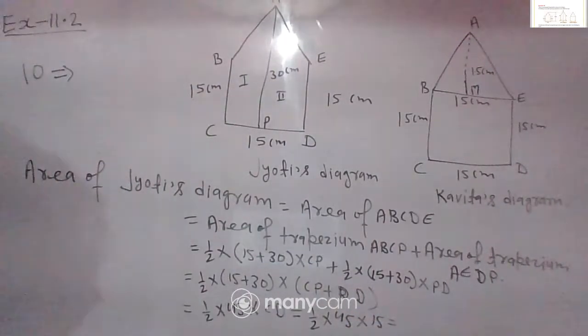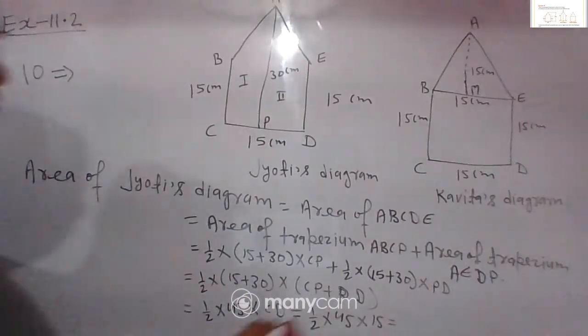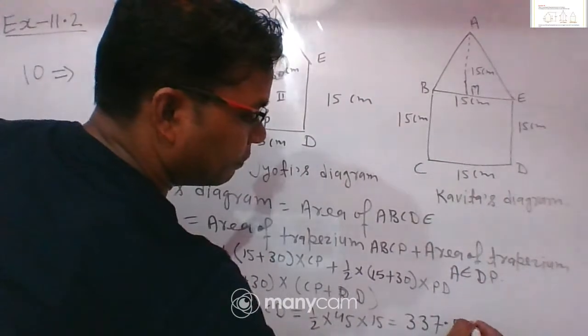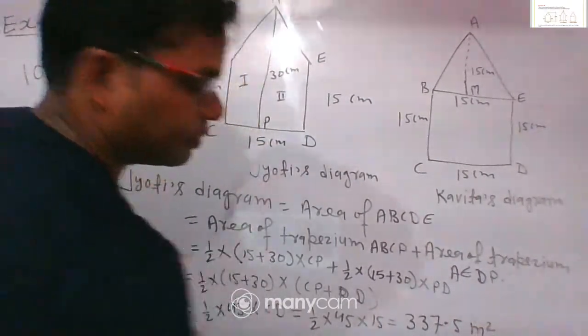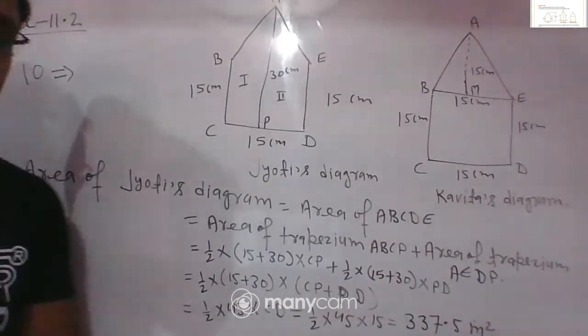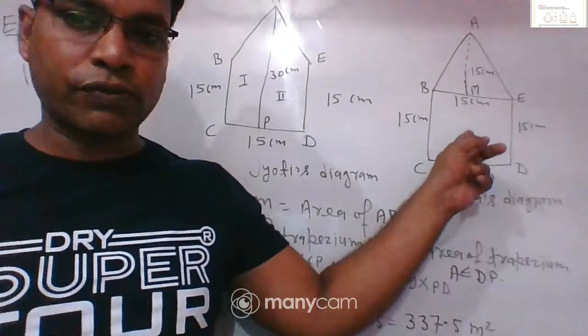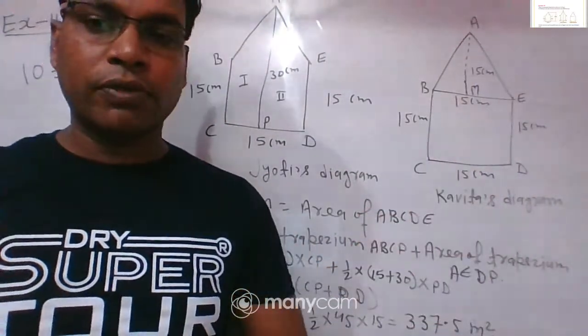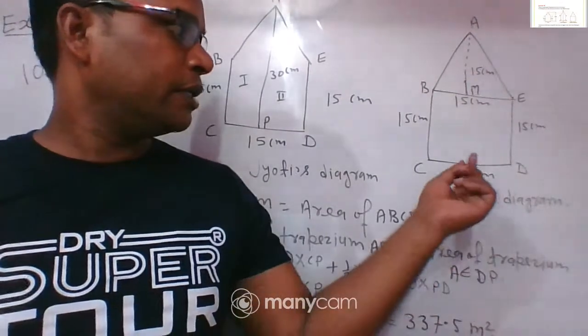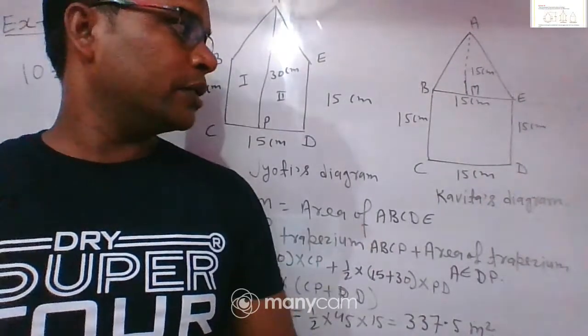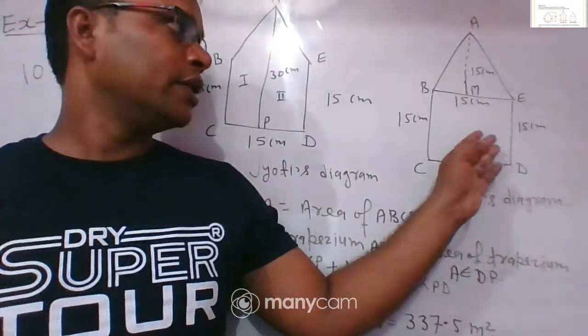This is equal to 337.5 meter square. Okay, and students, for this diagram, this is a square. So what is the area of a square? Side into side. The side is given here as 15, so 15 into 15 becomes 225. Okay, 225 is the area of the square.